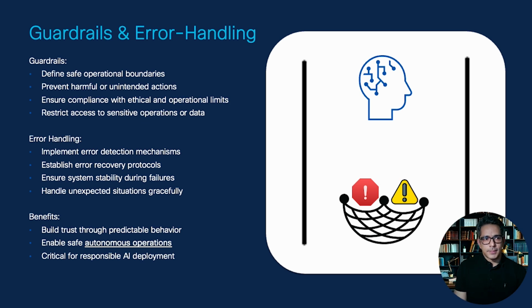Finally, guardrails and error handling. They're like the safety training and emergency procedure for an agentic system. Guardrails are boundaries we set to keep our AI agent operating safely. AI guardrails prevent the agent from taking actions that could be harmful or inappropriate. Error handling is basically how our agent responds when something goes wrong. These features are crucial because they prevent the AI from causing harm, ensure the system remains stable even in unforeseen circumstances, provide a safety net for autonomous operations. We'll come back to autonomous operations in a bit, and build trust by making AI systems more reliable and predictable.